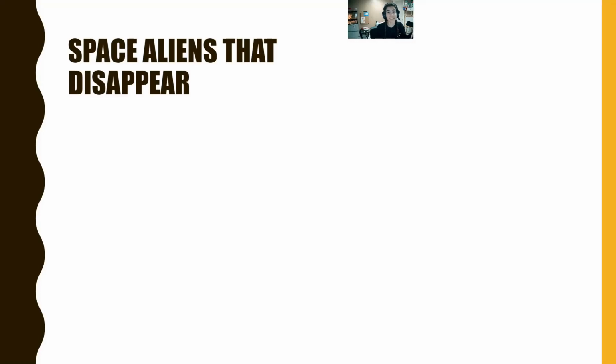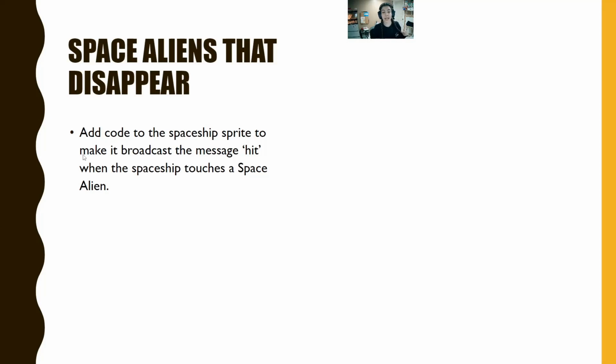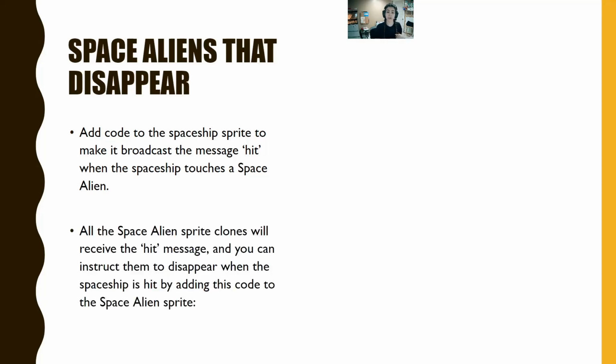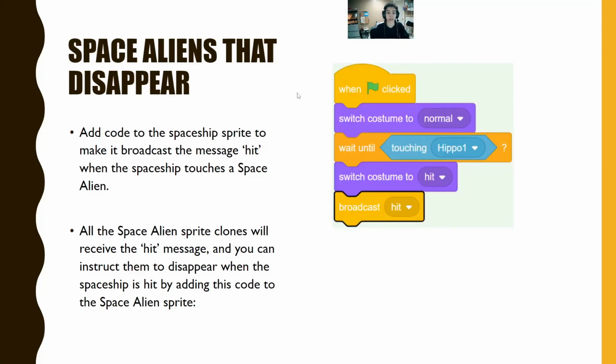Let's make our space alien disappear now when we are hit. So add this code to your spaceship sprite to make it broadcast a message hit when the spaceship touches a space alien. So all the space alien sprites will receive a hit message, and you can instruct them to disappear when the spaceship is hit by adding this code to the space alien sprite.